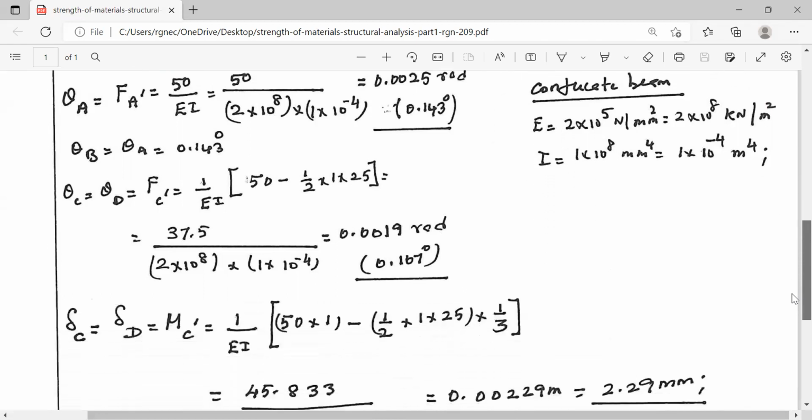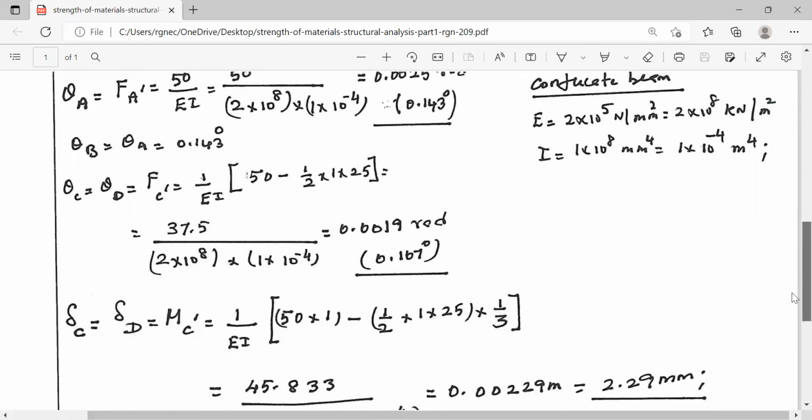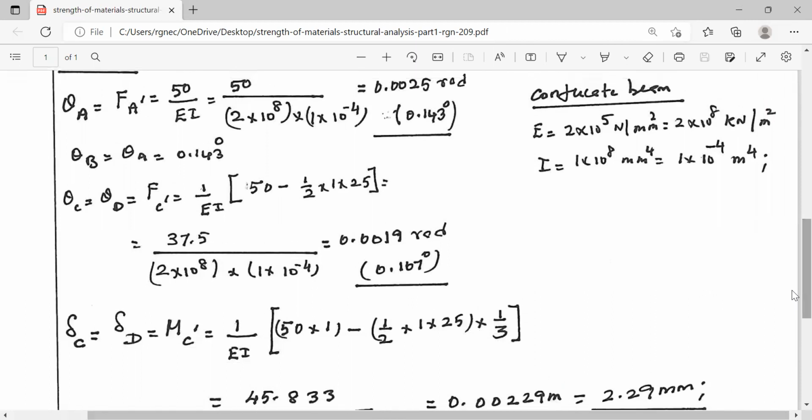Now we have to calculate the deflections at various points. Delta C. What is delta C? Delta C is equal to deflection at C. Deflection is equal to bending moment. That is the second theorem. First theorem is slope is equal to shear force. Second theorem is deflection is equal to bending moment. That is deflection at C is equal to bending moment at C dash.